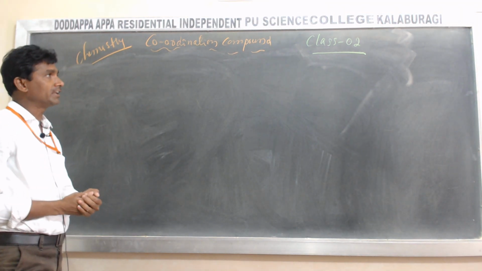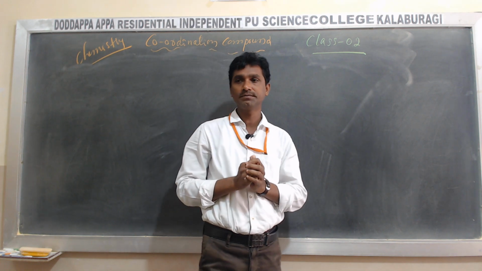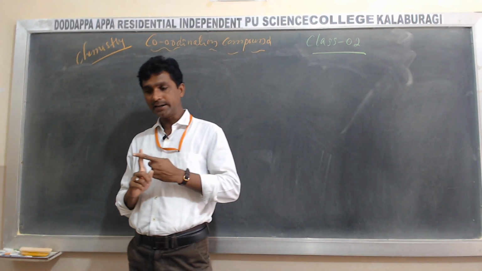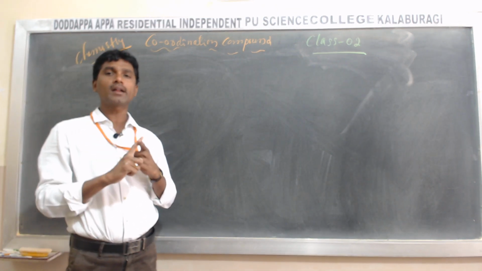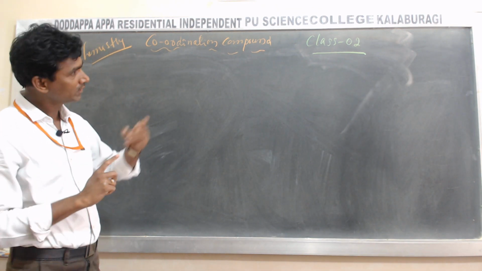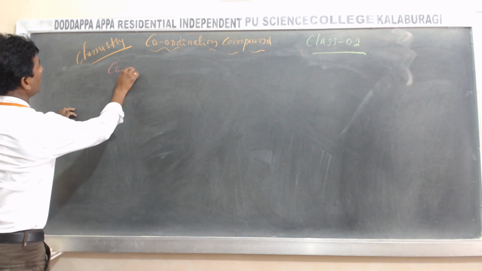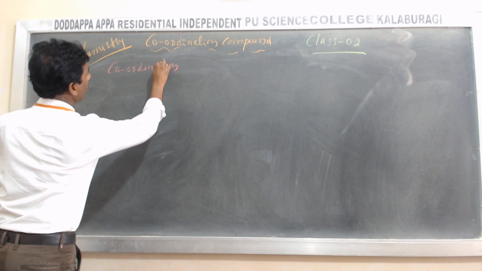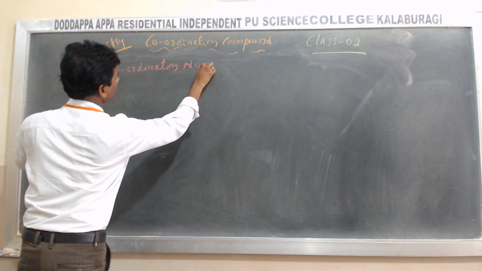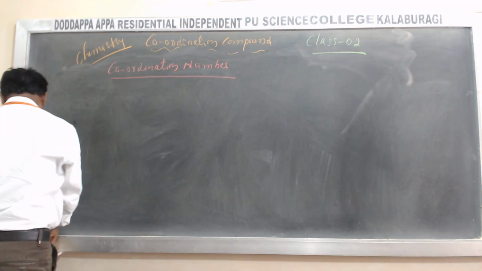Now is the coordination compound. In the last class, we discussed what is a coordination entity, what is meant by central metal atom, and what are ligands and their classification. Now in the second class, I will discuss coordination number. What is this coordination number?